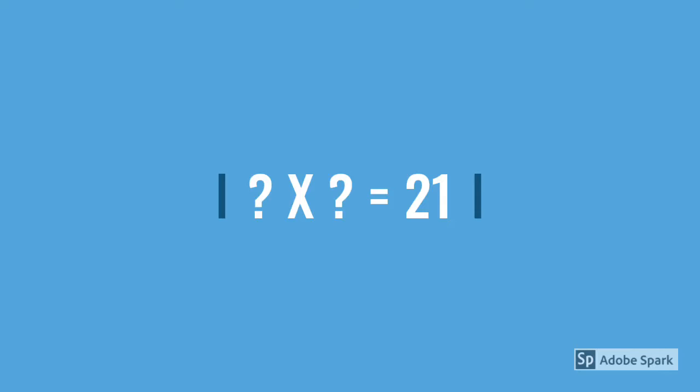So to find the final answer, you need to find two numbers that you can multiply together to make 21. I'm going to leave you to find the final answer when you do the work in your books.